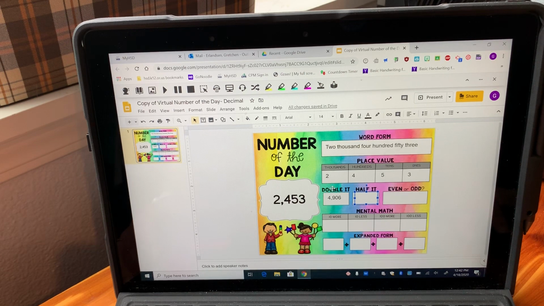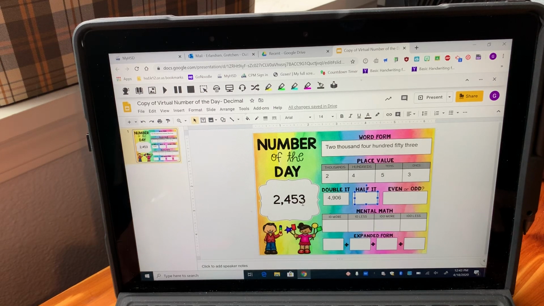Now, I want to point out something to you here. I'm going to kind of skip over here to this even or odd number before I give you the answer for half it. I want to point out something. This happens to be an odd number, and I know it's an odd number because I can look at that very last place value right here. Okay. The ones place value can tell me if a number is even or odd.